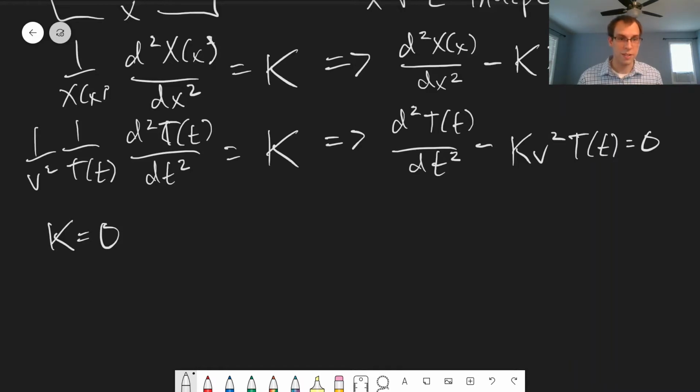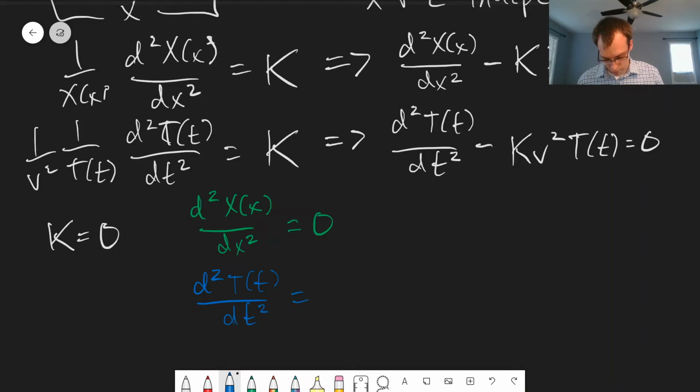And that simplifies things. So if we take these equations on the right, if k equals 0, we have that the second derivative of the x part with respect to x is equal to 0. And we also have that the second derivative of the time part with respect to time is equal to 0. What it's saying is that if you take the second derivative of our x part and our t part, you get 0. Okay, so it's pretty easy to come up with a function that gives us 0.